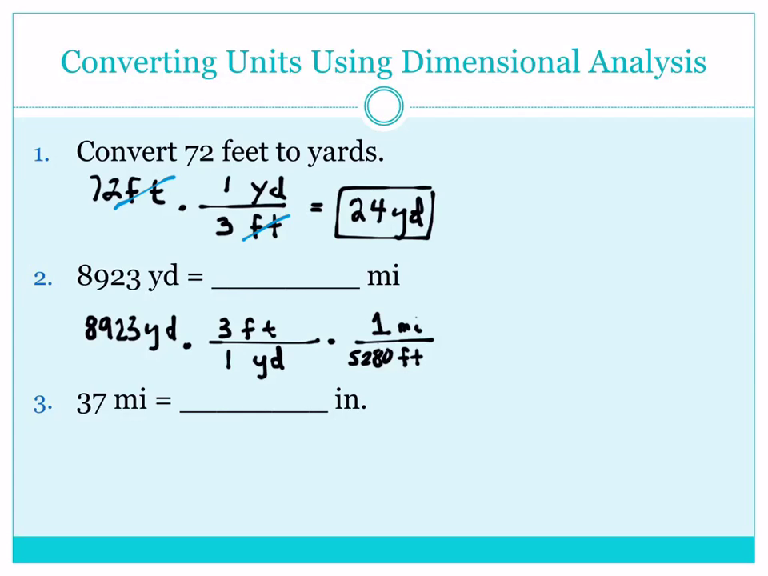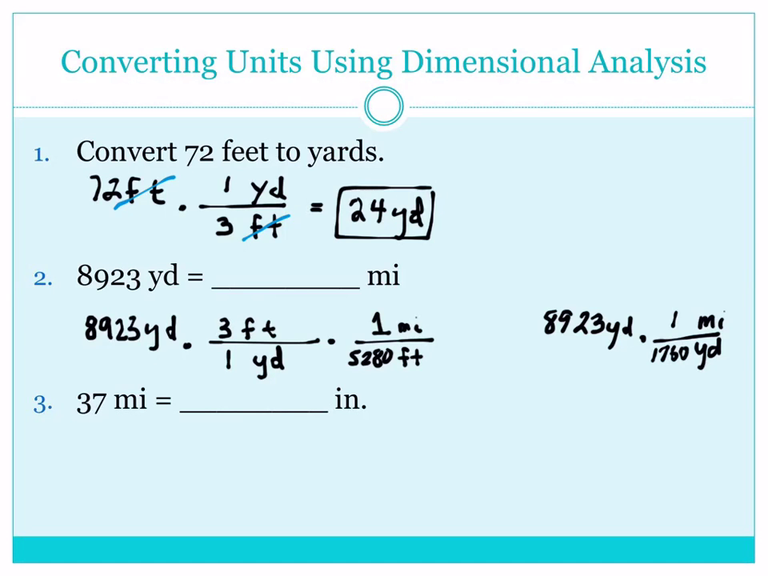That's the one that I memorized somewhere along the way. And the other way you could do that is you could start with the 8923 yards. And they gave you a conversion that went straight from yards into miles, which would be okay to do as well. What's that conversion? 1 mile was 1760 yards, right?